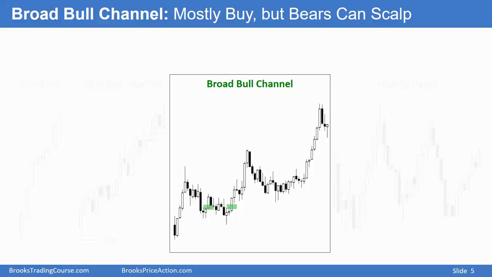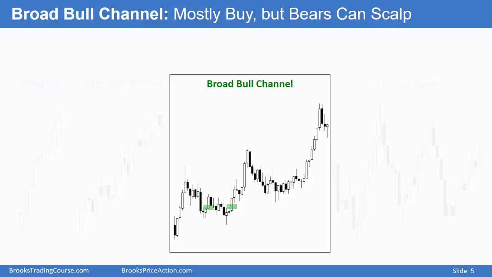The third pattern is a broad bull channel. It's a bull trend, starts in the lower left, goes to the upper right, has higher highs and higher lows. However, unlike a tight bull channel, here the pullbacks last 5 bars, 10 bars, sometimes 20 bars, and sometimes the pullbacks are so deep, the market, at least temporarily, becomes always in short.